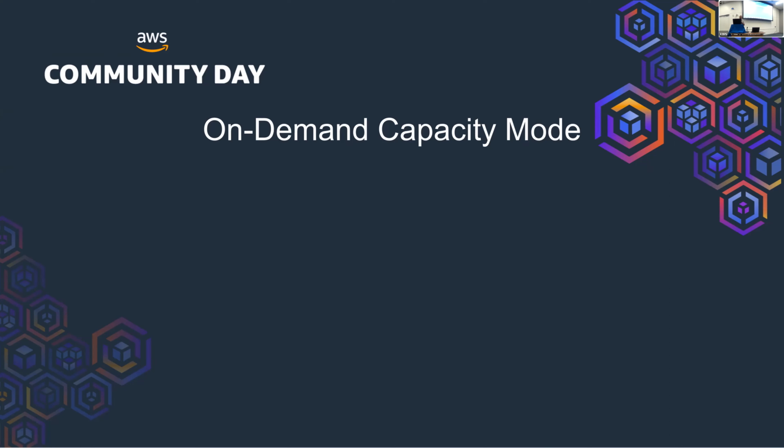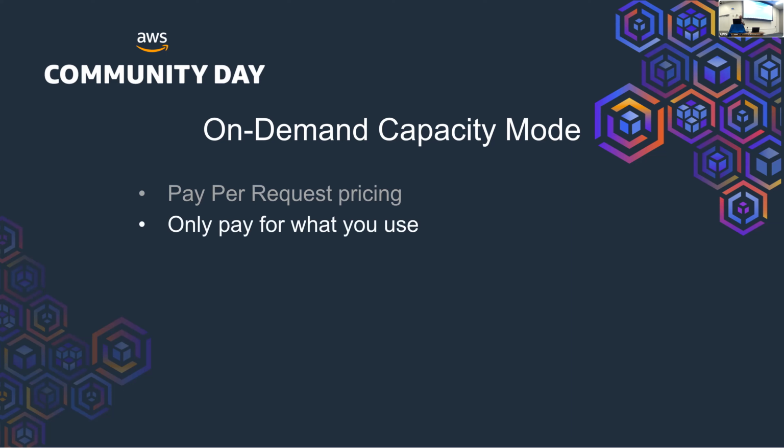On-demand capacity mode is one pricing model where you pay for what you are using. So when you read or write to DynamoDB, your RRU or WRU is going to be calculated, and you'll be paying for what you are using. You only pay for what you use, so you don't have to plan for any capacity. It's just pay per use.